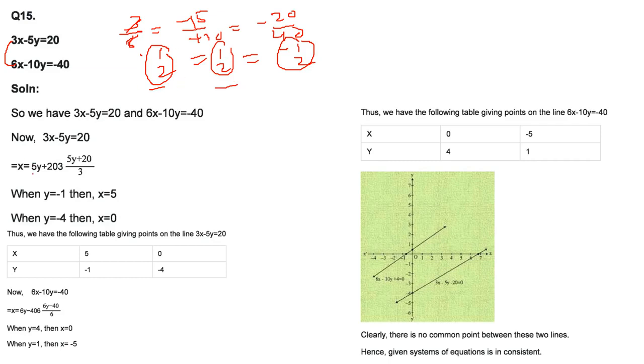So now you have to make the first line as x equal to 5y plus 20 by 3, put the values, make a line. Now you have x equal to 6y minus 40 by 6, put the values, means coordinates, and make the line, and these two lines are actually parallel. There is no common point between these two lines. There, the given system of equations is inconsistent.